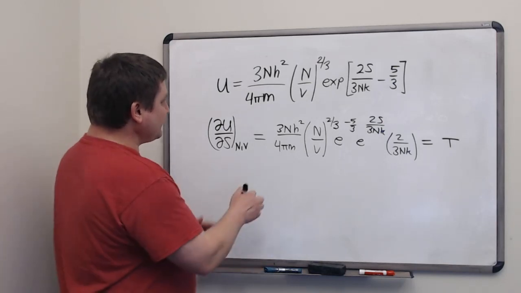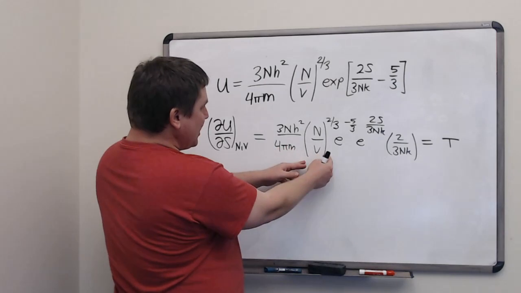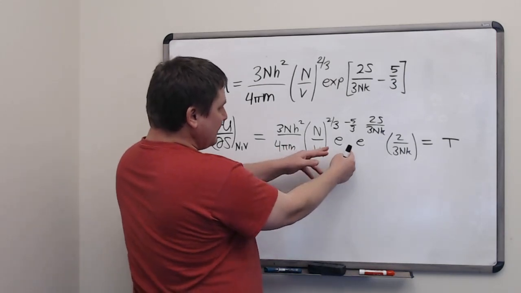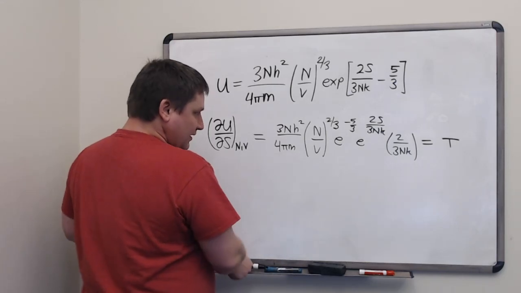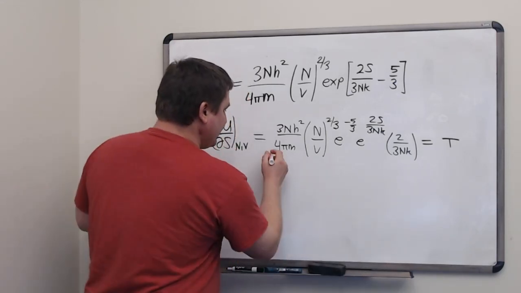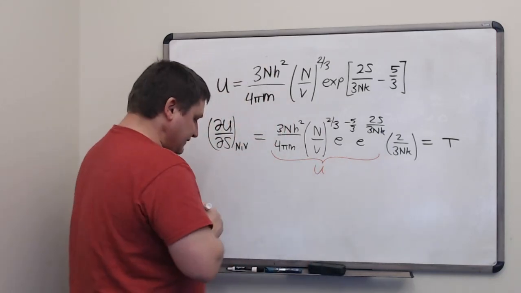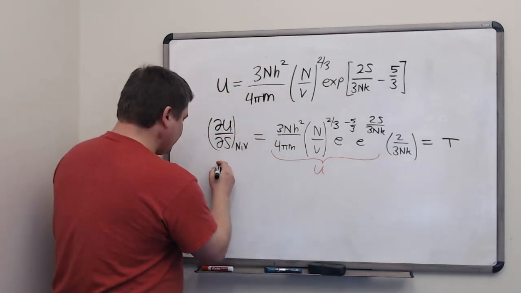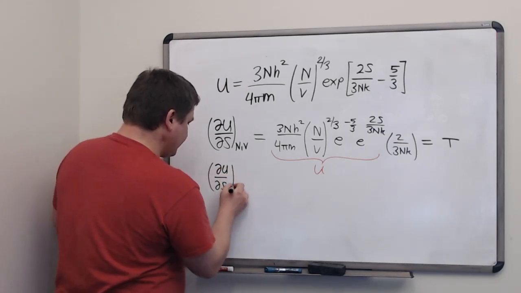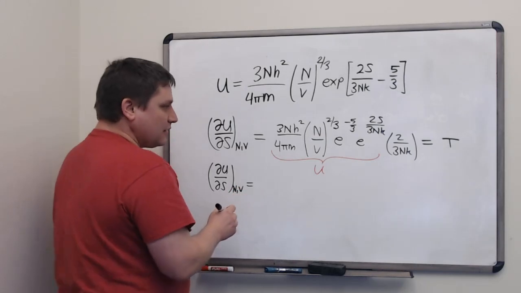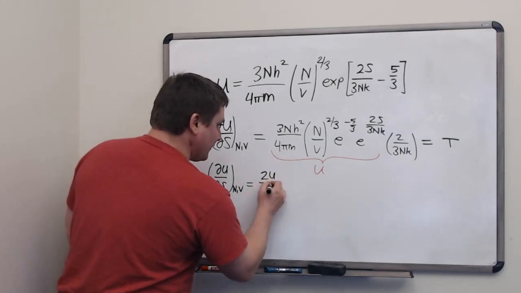Notice that this is 3 n h bar squared over 4 pi m, the n over v to the 2/3 power, the exponential of minus 5/3, the exponential of 2S over 3nk. This is all just U itself. So this derivative, dU/dS, can be simplified after it's done to be equal to 2U over 3nk.